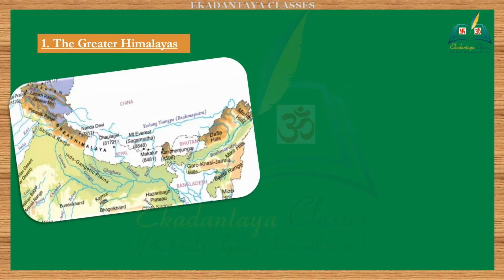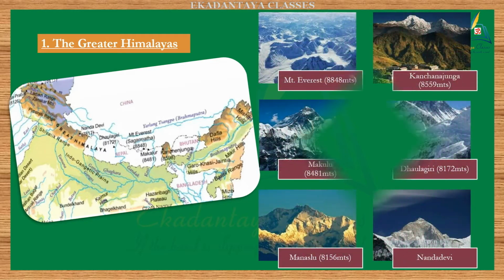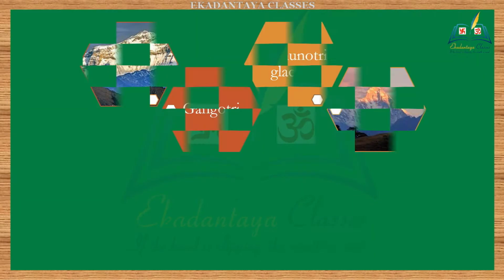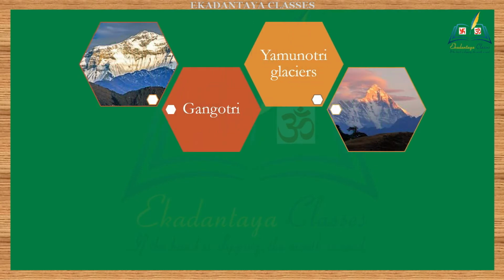These ranges have many high peaks, of which Mount Everest, 8,848 meters, is the highest peak in the world. The other peaks are Kanchenjunga, 8,559 meters, Makalu, 8,481 meters, Dhaulagiri, 8,172 meters, Manaslu, 8,156 meters, Nandadevi, etc. As the Greater Himalayas are covered with snow throughout the year, these ranges are called Himadri.